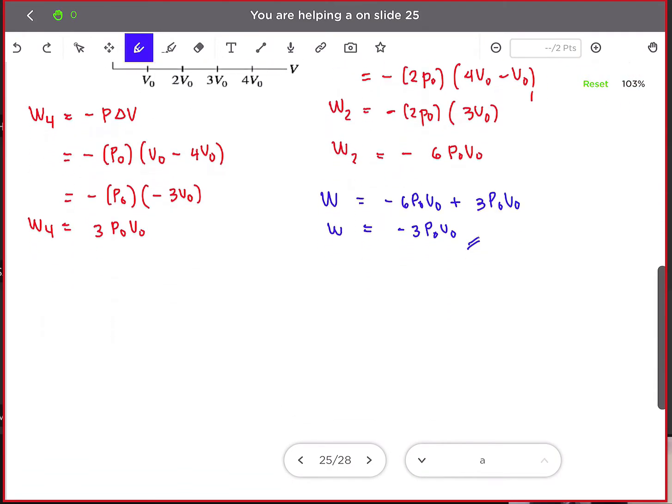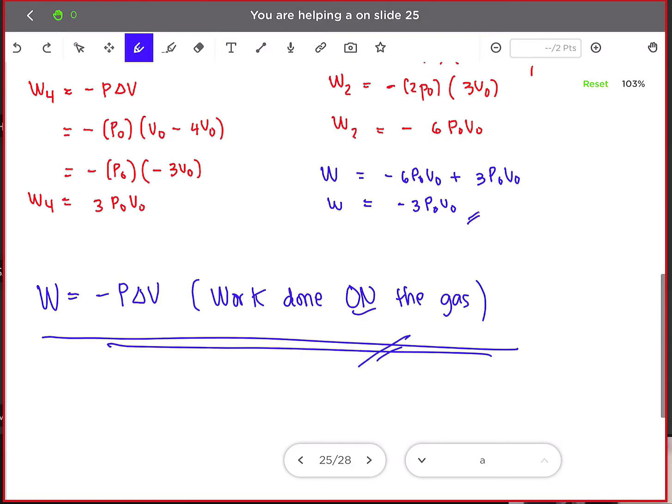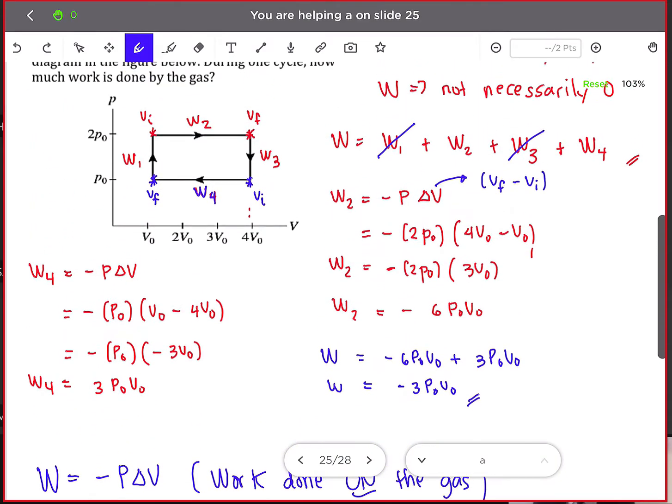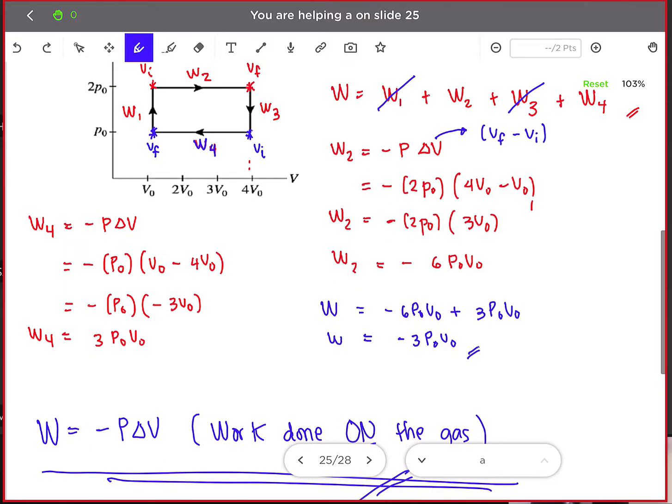So this formula, W is equal to negative P delta V, is the work done on the gas. Please take note of this. This is the work done on the gas. So if we go back to the problem, the question is asking how much work is done by the gas. So what is the answer?